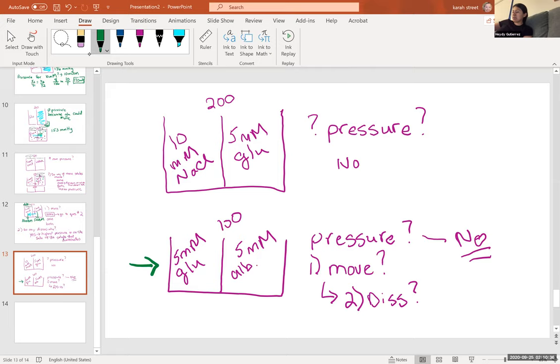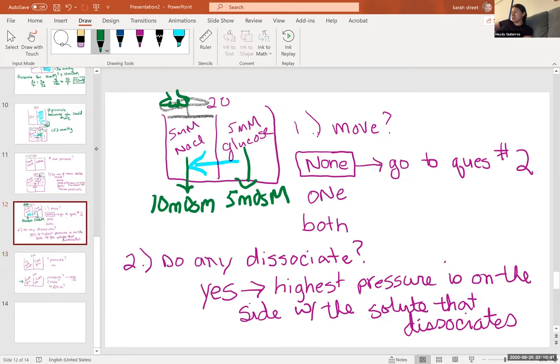The one where it says 5 millimolar NaCl and 5 millimolar of glucose. But it was a molecular weight cutoff of 20. Yes. Okay, so then neither one could move. See our flow chart? Yeah. Then we had to move on to question number two.